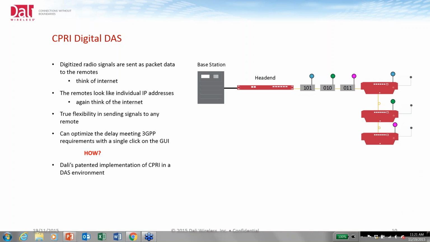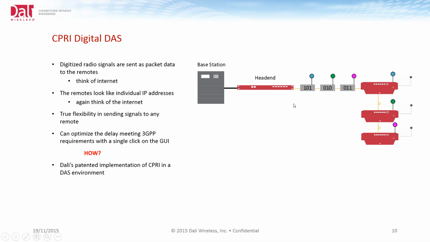We can optimize the delay in this system to meet the 3GPP requirements with a single click of the GUI. And this is important because in a MIMO system, multiple input, multiple output, where you have two transceivers, you're doubling the data rate in theory, and the only way you can get that full doubling of the data rate is if the two paths are carefully synchronized, and we can actually do that on our system to an accuracy of about 35 nanoseconds.